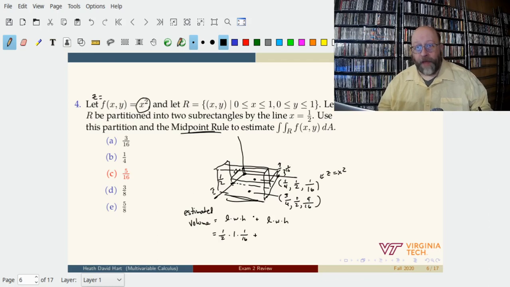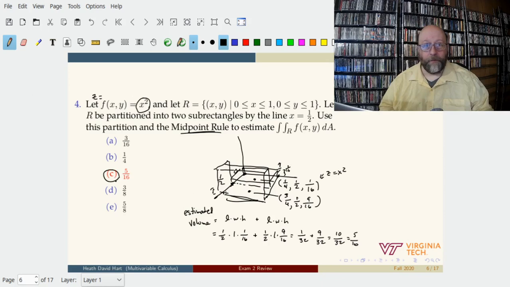Plus length times width times height for the second box, so that's 1/2 times 1 times 9/16. And so we end up getting 1/32 plus 9/32, which is 10/32, which reduces to 5/16. And that's choice C.